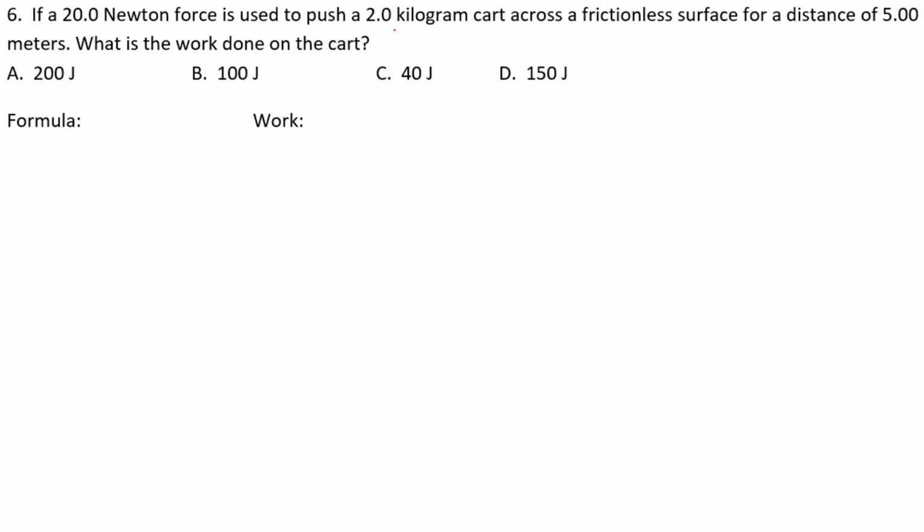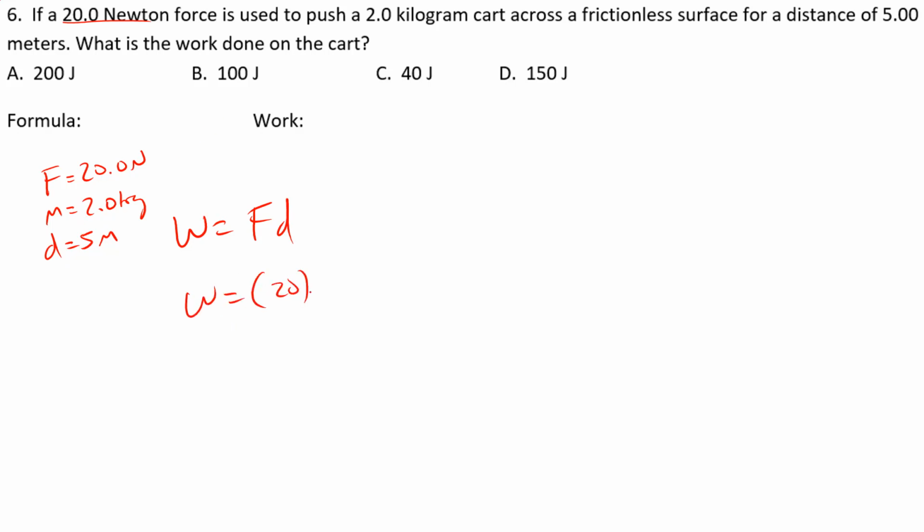A 20 newton force is used to push a 2.0 kilogram cart across a frictionless surface for a distance of 5 meters. What's the work done on the cart? So work equals force times distance. We have a force equal to 20.0 newtons, you're pushing a mass of 2.0 kilograms, at a distance of 5 meters. Work equals force, 20, times distance, 5. So 5 times 20, and you get 100. So 100 joules of work.